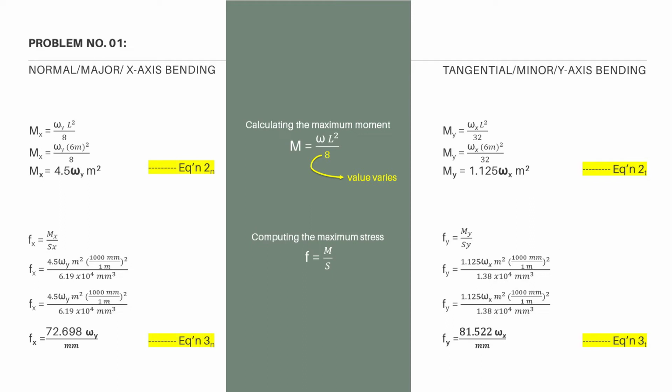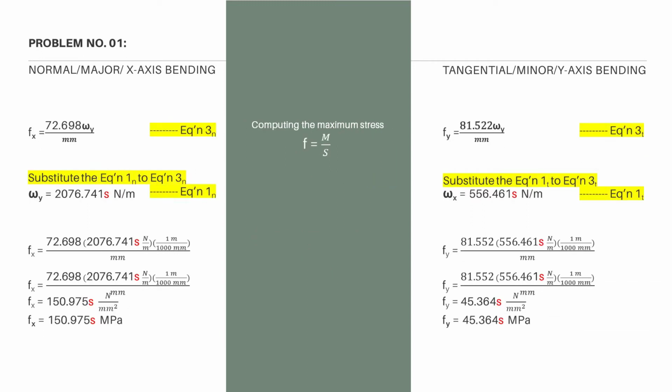Para makuha yung maximum stress, i-divide lang natin yung maximum moment sa section modulus. F refers to the maximum stress, while M is the maximum moment and S is the section modulus. So, yung equation 2, which is the maximum moment, i-substitute lang natin sa maximum stress equation para makuha natin yung equation 3. From the equation 3 of the normal component, the maximum stress is equal to the product of 72.698 and distributed load along the normal axis.